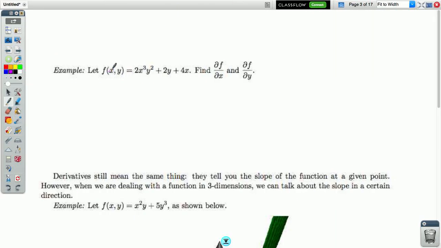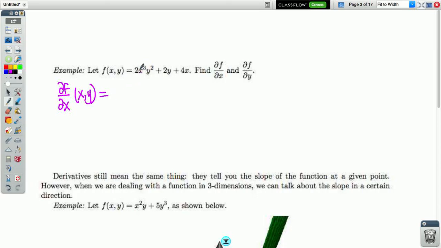Here's a two-variable function, f of x, y equals 2x cubed y squared plus 2y plus 4x. Now I'm going to find two derivatives. First, I'm going to find the partial derivative of f with respect to x, and I can see just reading this notation that there were other variables for me to choose because we use this fancy cursive df dx. And then I'm also going to find the partial derivative of f with respect to y. Let's start with finding the partial with respect to x.